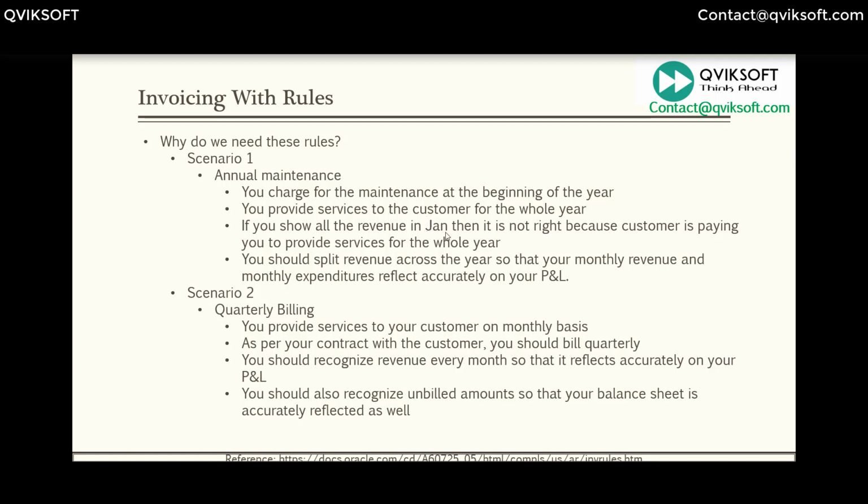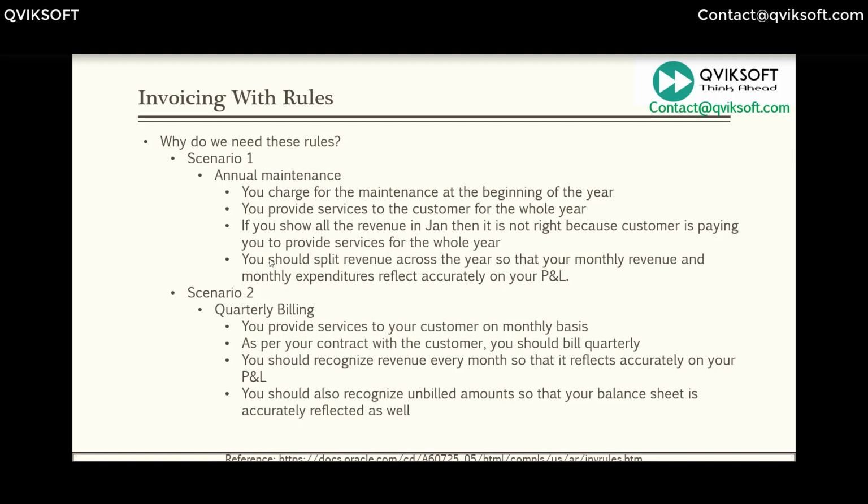Now the whole revenue will be shown in the month of Jan, but from the process perspective, even though I'm raising the invoice in Jan, what I'm committing to is giving services to the customer for the whole year. That means my employees will be providing services for the whole year, and I'll have expenditure each month depending on whatever resources are occupied. If I show expenses throughout the year but show revenue only in Jan, it will not reflect accurately in your P&L.